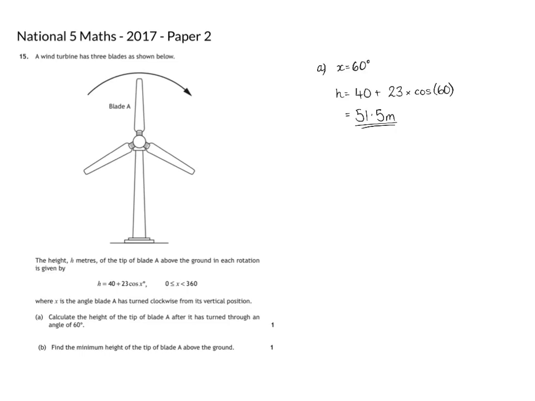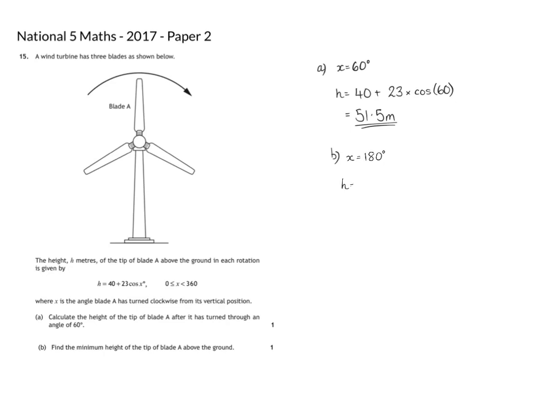For part B, it's asking us to find the minimum height that the tip of the blade can be. So the minimum height is going to happen when we've gone through half a rotation. So that's going to be when cos is 180. That's our main thing here, understanding that x for that one is going to be 180 degrees.